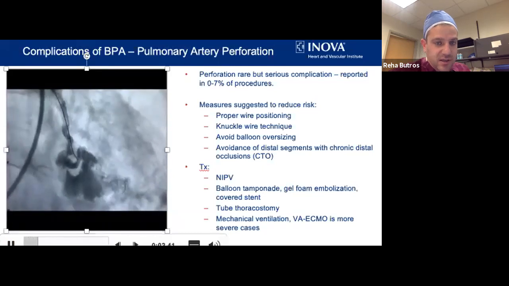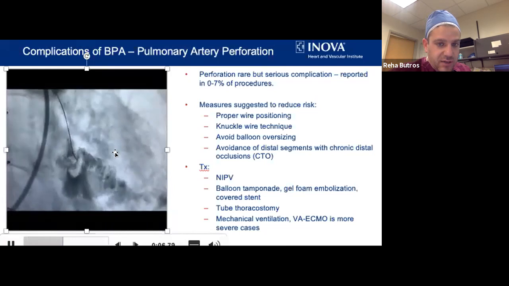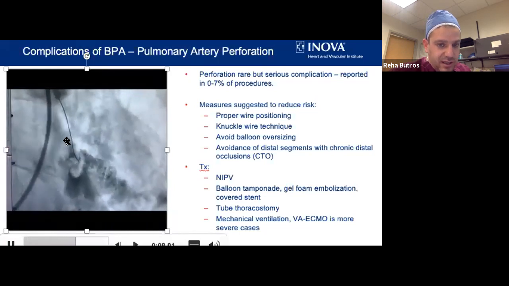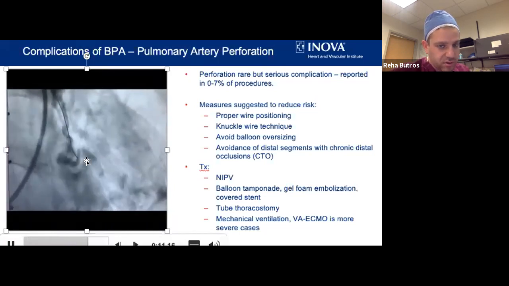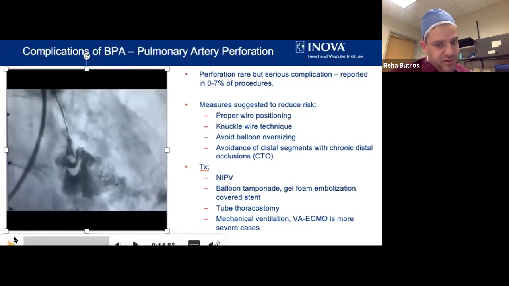This is a case that was done in Japan while we were there visiting. They tried to recanalize an occluded vessel, and here you can see the contrast spilling into the pleural space through that perforated vessel. The only treatment of this once this happens is gel foam embolization of that vessel and taking that vessel out, and that's absolutely something you don't want to do.